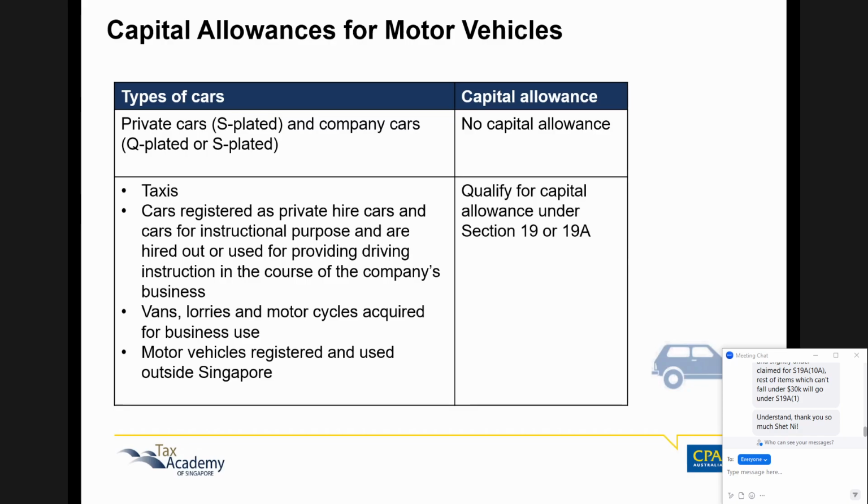But there are exceptions, similar to what we have under the expenses. Cars registered as private hire cars and cars for teaching, for teaching you can allow CA. Vans, lorries, motorcycles for business use you can allow. Then motor vehicles registered and used outside Singapore you can allow. So like I said, just remember that we have all this treatment.